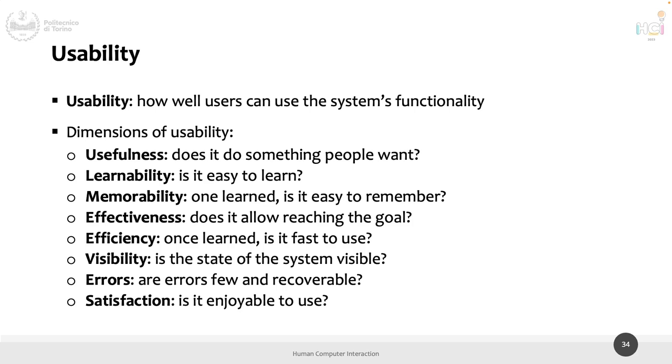So one thing is usable if it's useful, if it's easy to learn, if it's easy to remember how to use it once learned, if it's effective, so it allows reaching the goal for which the system has been created, if it's efficient, so once learned, it is fast to use. If the system state is visible, if there are few errors using the system and those few errors are recoverable, and again, if it's satisfactory, so it's enjoyable up to a certain extent to use.